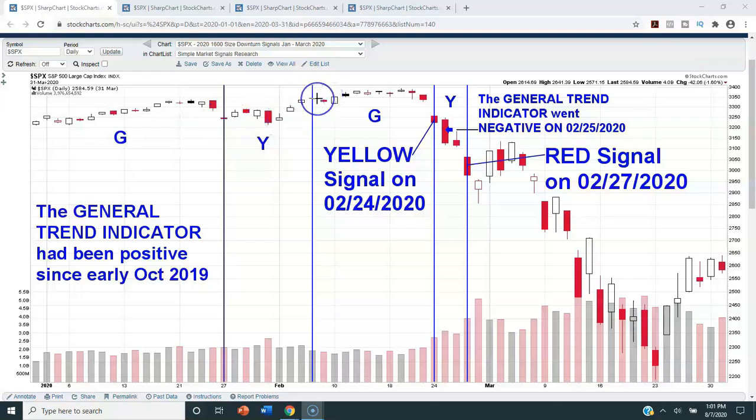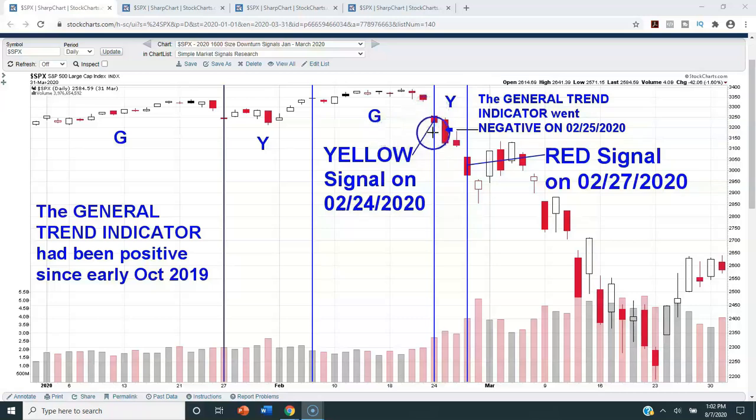We went back to green in the first part of February, and I warned my newsletter subscribers on Saturday, the 22nd of February, that I felt like the market was starting to roll over and that things were changing. So I gave people a heads up right here over the weekend. And I told them that if the market continued to sell off, we would probably see at least a yellow signal, if not worse, the following week. And that's exactly what happened.